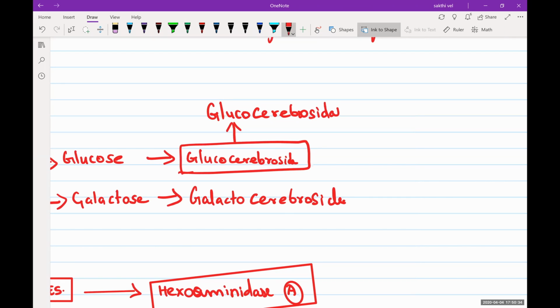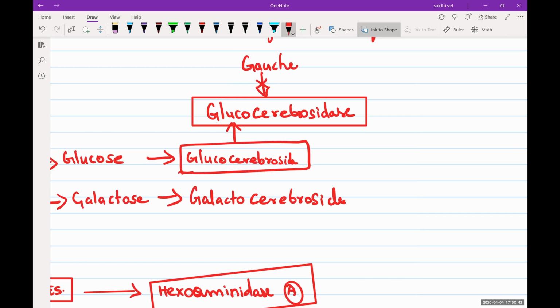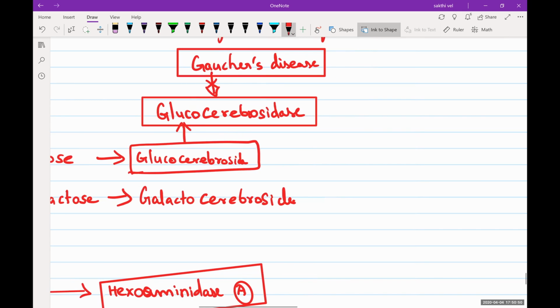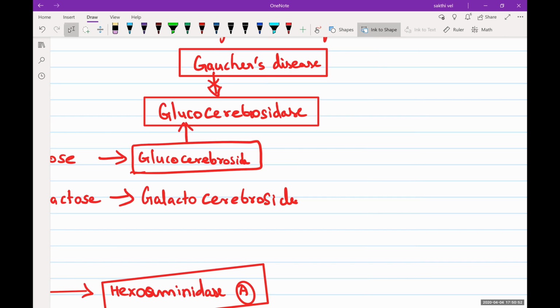Glucocerebrosidase. This glucocerebrosidase enzyme deficiency is seen in Gaucher's disease. What type of disease? Gaucher's disease. Gaucher's disease causes what? Glucocerebrosidase deficiency.